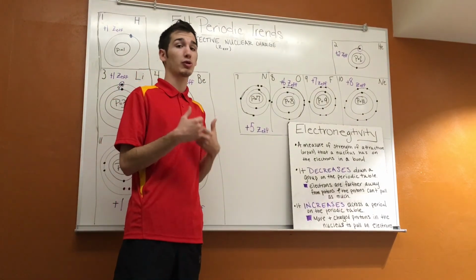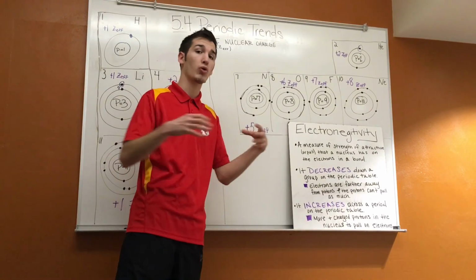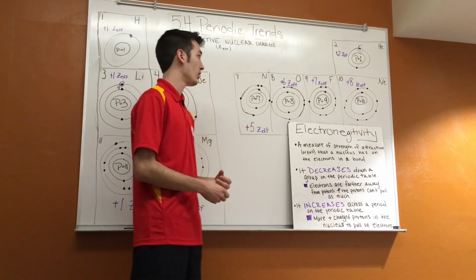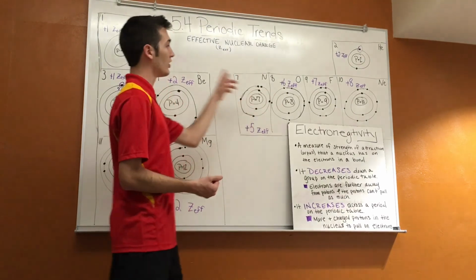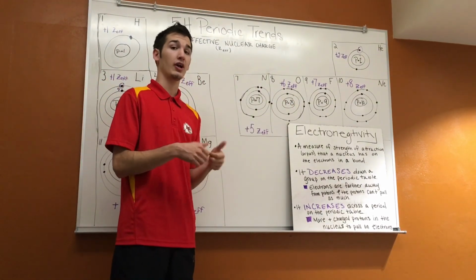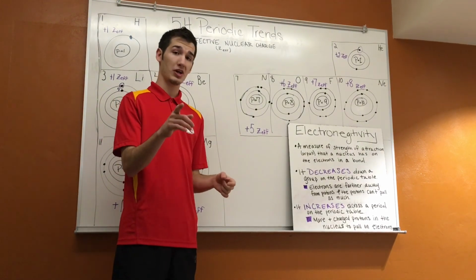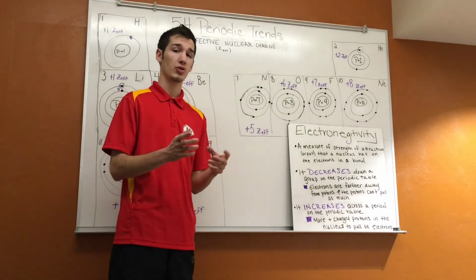And so that's what electronegativity is. It's how much the protons in the nucleus pull on all the electrons. But if I ask you to compare oxygen and lithium, oxygen is going to have a higher electronegativity than lithium. And that's the way the cookie crumbles with periodic trends.